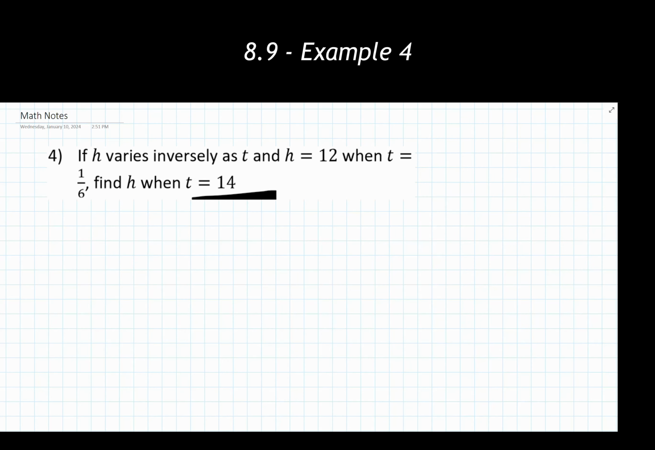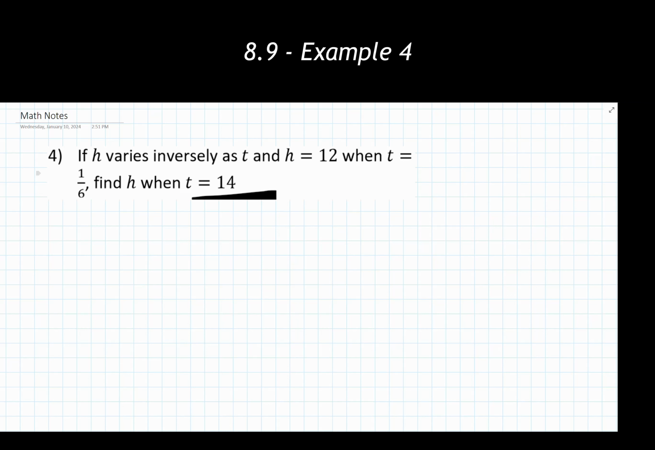Looking at our final example, we're told if h varies inversely as t, and h equals 12 when t equals 1/6, find h when t equals 14. So once again, we have an instance where we are told some information about one scenario and we need to solve for a brand new second scenario.